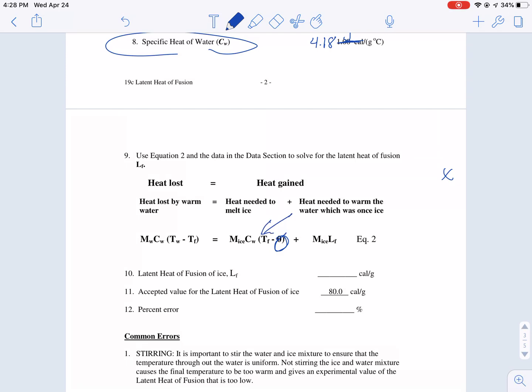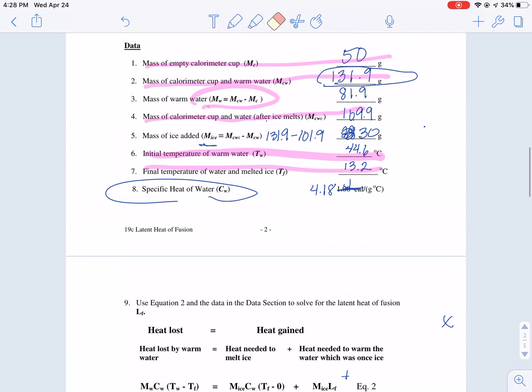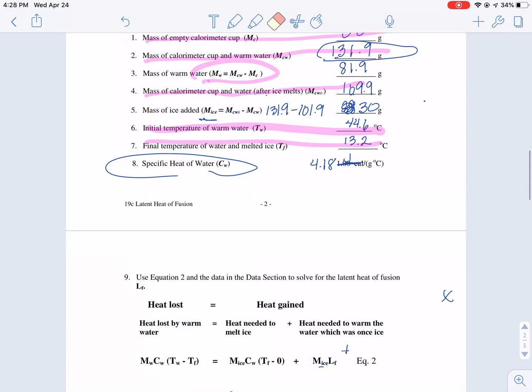So it starts out at 0. It's going to warm up to whatever our final temperature is. So to figure out the heat needed to warm the water, we're going to use this. That's heat gained. And to figure out the heat needed to melt the ice, we're going to use this, which is Ma. All right? So find the mass of the water. For my water, it was 81.9.